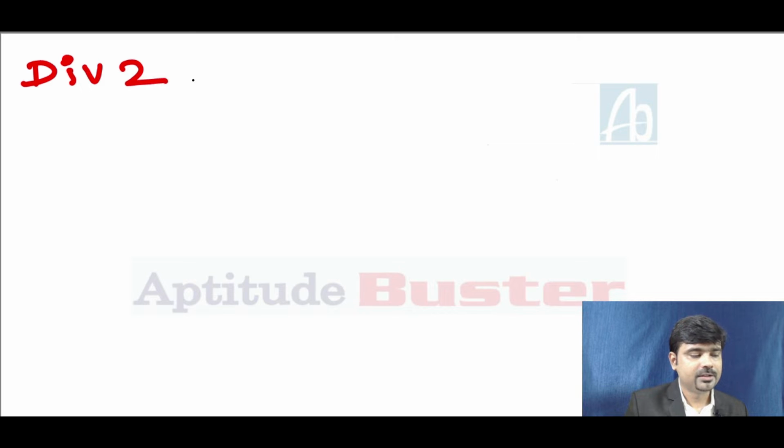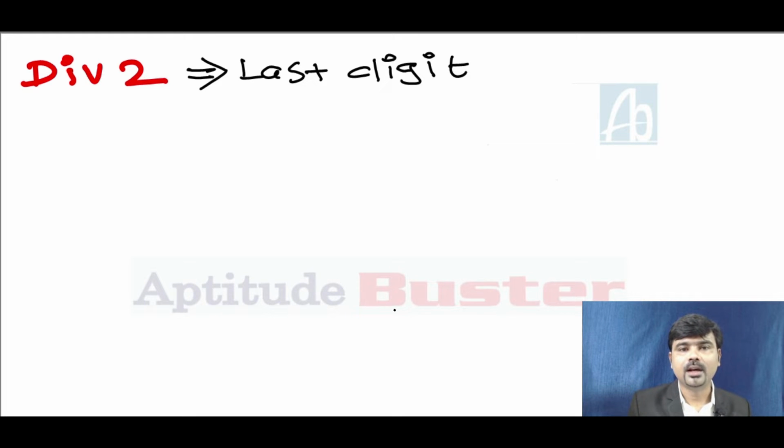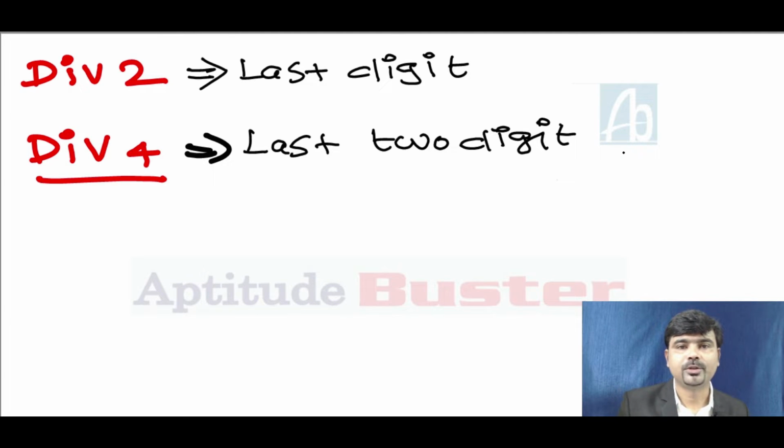The divisibility rule for 2 is very easy. The last digit should be divisible by 2, or we can say all the even numbers are divisible by 2. The divisibility rule for 4 is that the last two digits of the number should be divisible by 4.